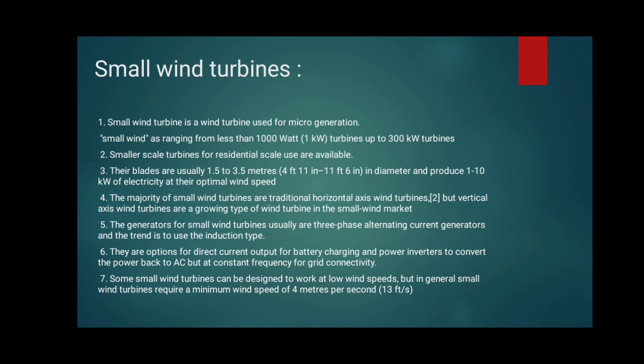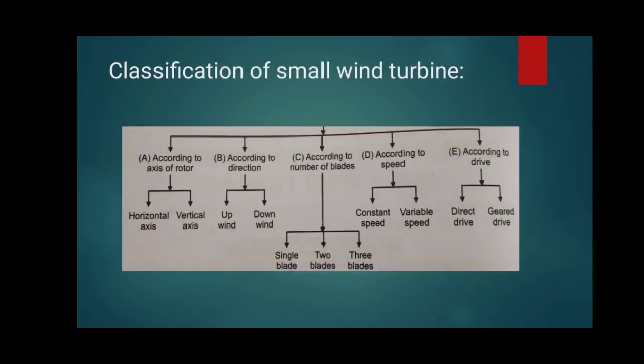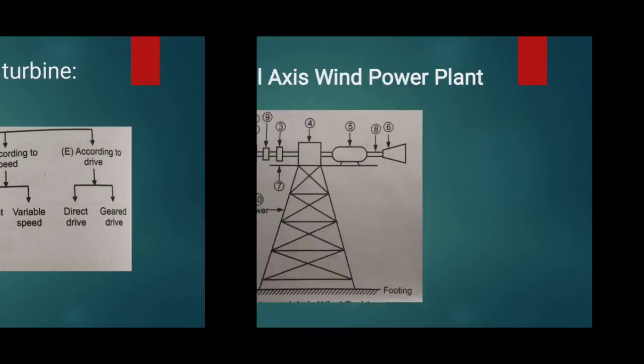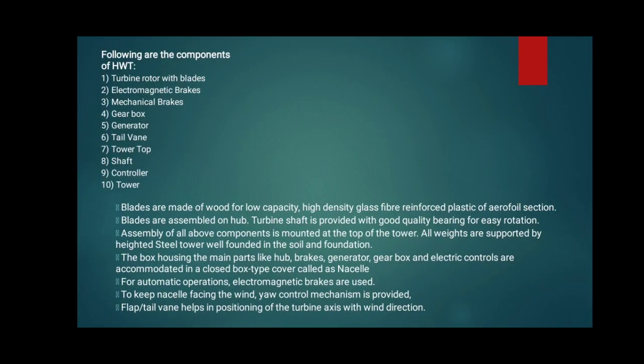Small wind turbines can be designed to work at low wind speed, but in general, small wind turbines require a minimum wind speed of 4 meters per second, that is 13 feet per second. This is the classification of small wind turbine. Small horizontal axis wind power plant.